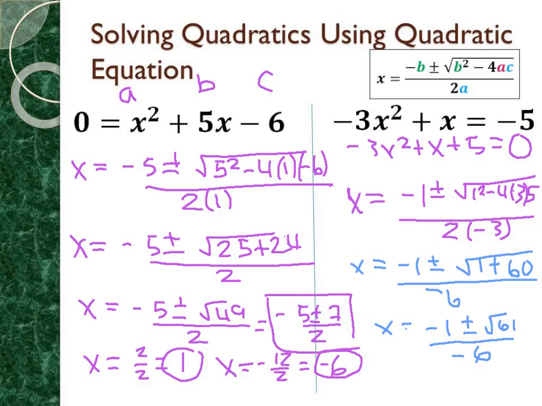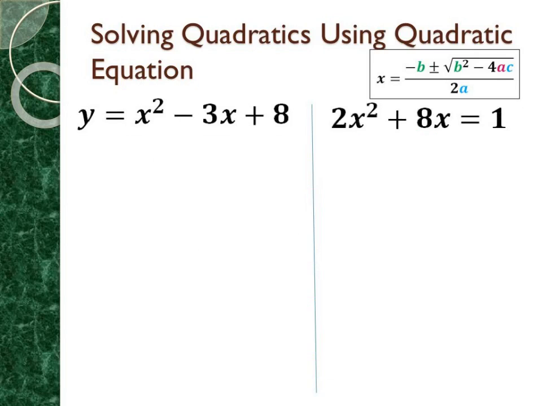So our two solutions are x is equal to negative 1 plus the square root of 61 over negative 6 and negative 1 minus the square root of 61 over negative 6. Okay, so this is our third example. So again, our steps should be getting a little bit easier. Notice our a is 1, b is negative 3, and c is 8.